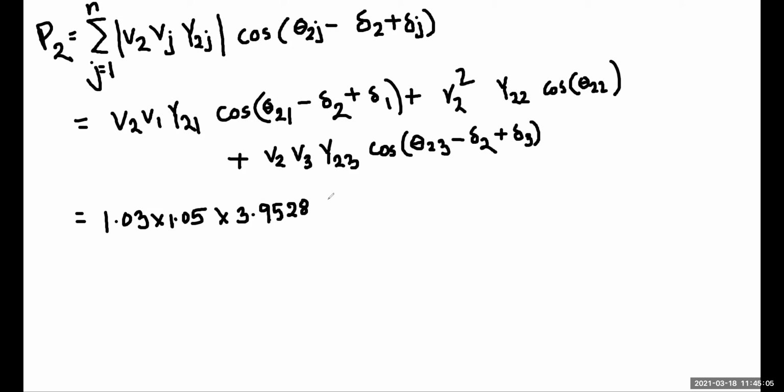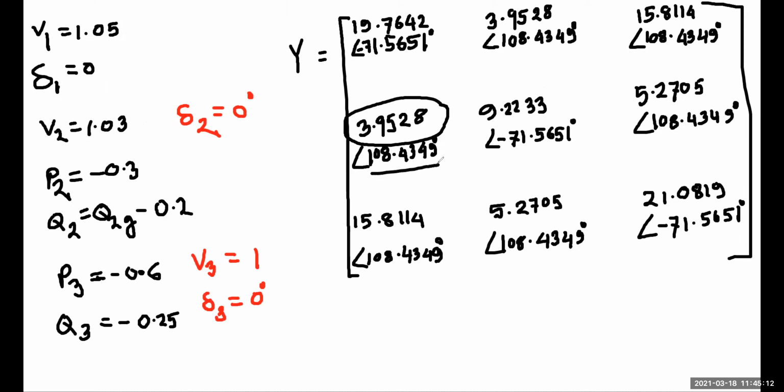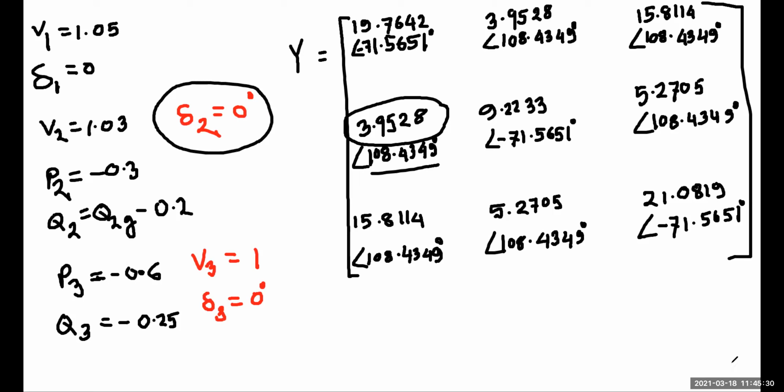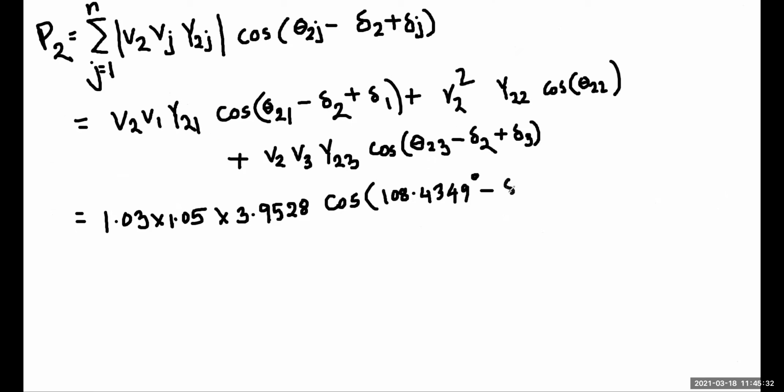So this is done. Now the cos of theta21 is what? This is 108.4349 degree minus delta 2. Is delta 2 known? No, delta 2 is not known. So we will write delta 2 here because that is not known. What is delta 1? Delta 1 is 0. So if we give 0, it will be gone, right? So that is 0, delta 1.